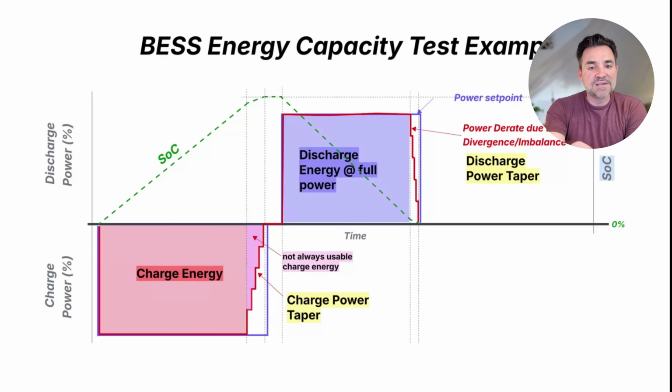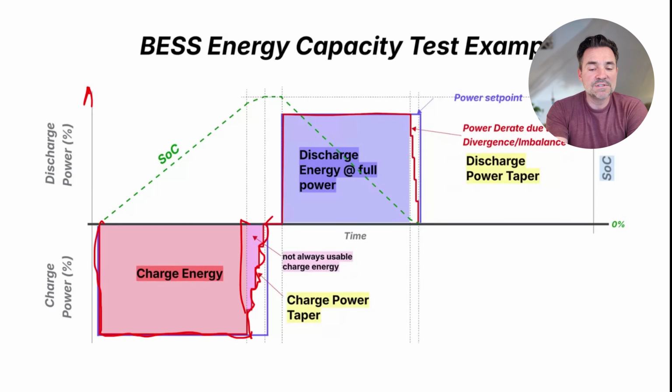And this is an example of a capacity test, just to illustrate a little bit what you typically do during a capacity test. This is the charging power, so negative power, and then discharging as a positive power here. So you would first fully charge the site, and then you might get to a point where you've got a charge power taper, where not every battery gets fully charged at the same time, but you continue to charge to fully balance the site.